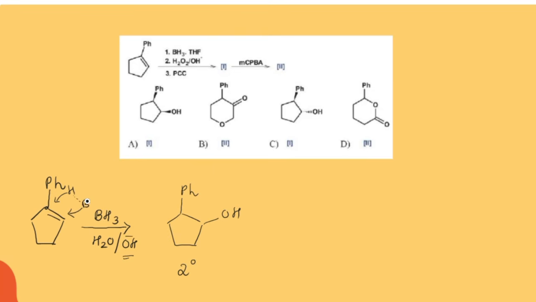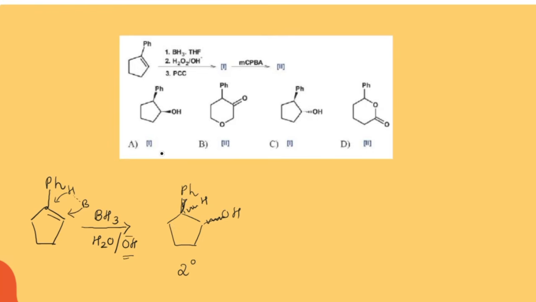Generally, this addition is always a syn addition. The hydrogen and boron will attack from the same side because it is a concerted mechanism. Wherever the boron attacks, that's where the OH will also attack. That means if hydrogen is attacking from below the plane, the OH will also attack from below the plane. And what about the phenyl? It will be above the plane. But why does hydrogen have to attack from below the plane? It can attack from above the plane. That's why you're going to get enantiomers.